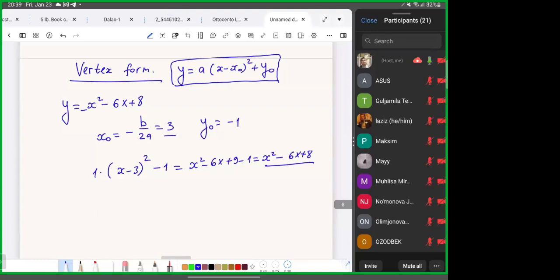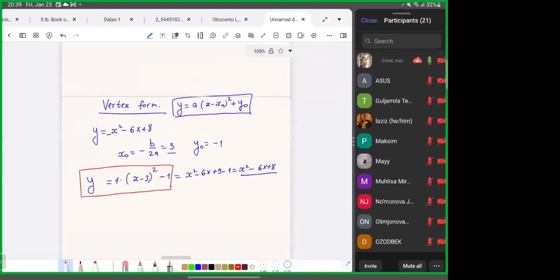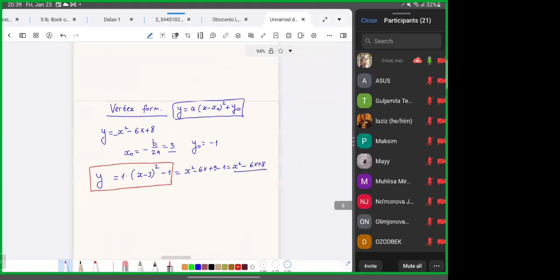So any quadratic written here like this can also be written like this. So that's why this will be the vertex form of your quadratic. Very good. So that is about vertex form, guys.